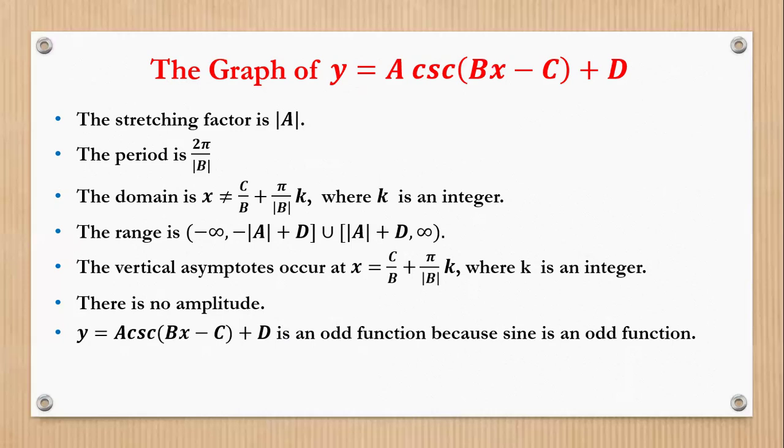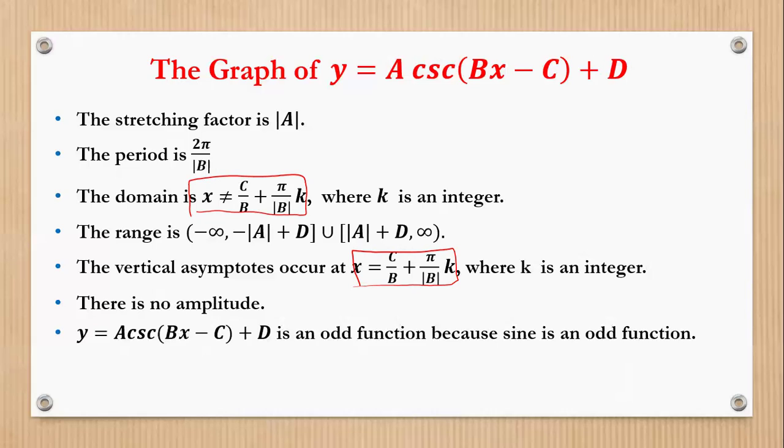To find the domain, we know that any number that makes the denominator, the sine function, 0 cannot be in the domain, and those are the asymptotes. Any number that cannot be in the domain is an asymptote. So we can use this formula, or we can just set the denominator equal to 0 and find the points.